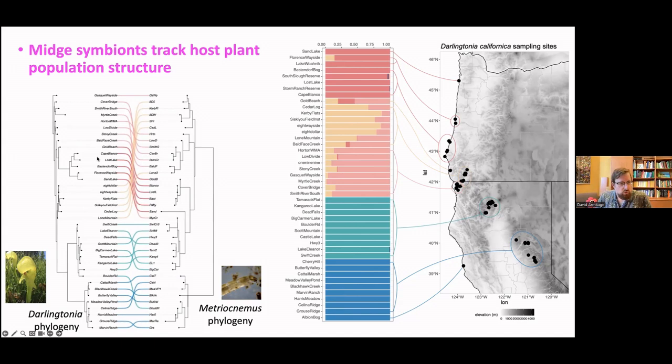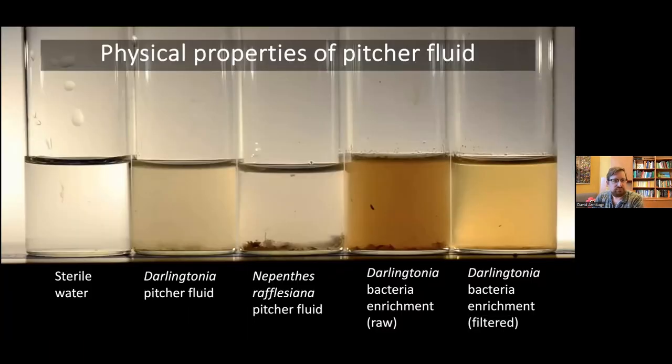Although there are some noteworthy exceptions, like here we have the Oregon population and some of the populations in Trinity Alps seem to be more closely related for the midges, but for the plants themselves, that isn't the case. So perhaps there are some topological differences here, but there is still, I think, significant population clustering. So the midge population can be somewhat predictive of the plant population.